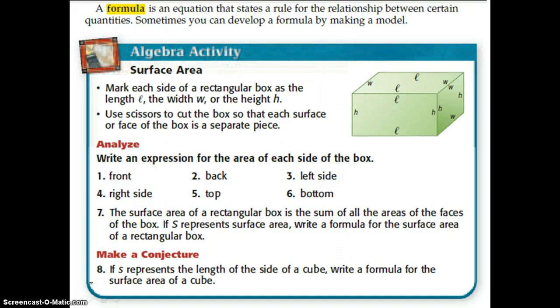If you actually had a rectangular box that you could cut apart, what you could do is mark each side of the rectangular box with the length, the width, or the height. And again, length and width are kind of interchangeable. The height is usually how tall your box is. And then if you could cut it out so that you have all of your surface areas, what you would normally do is write an expression for the area of each side of the box. So let's say that this is the front of the box right here.